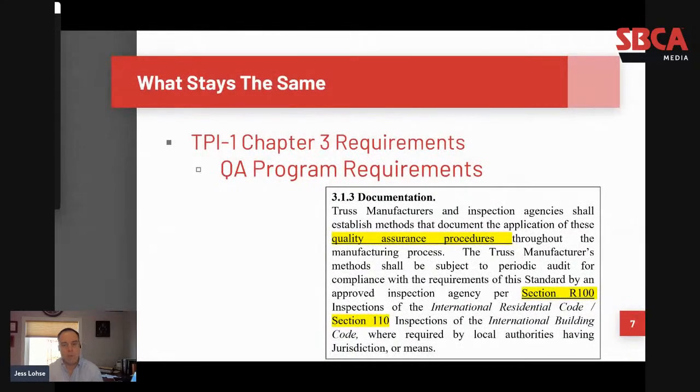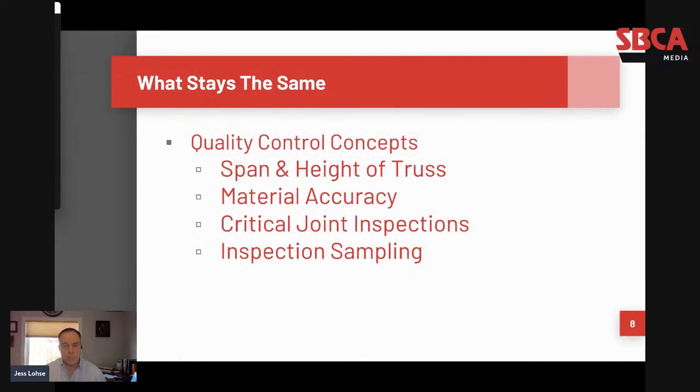With that, the QA program requirements, and this comes out of 3.1.3, quality assurance procedures, which is based on section R100, which I think actually got updated to R104 in the 2021 IRC. I need to verify that. I was just looking at it this morning, but also section 110 of the IBC. So the reasons for having a QA program, they still remain. And if you have a QA program, you should continue it. If you don't have one, I strongly suggest you find one. SBCRI is an option. There are several options out there, but definitely look at a QA program for auditing your QC processes.